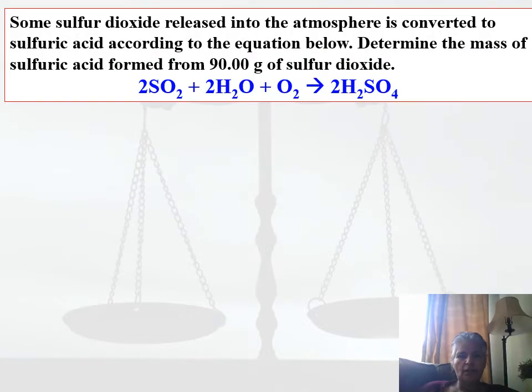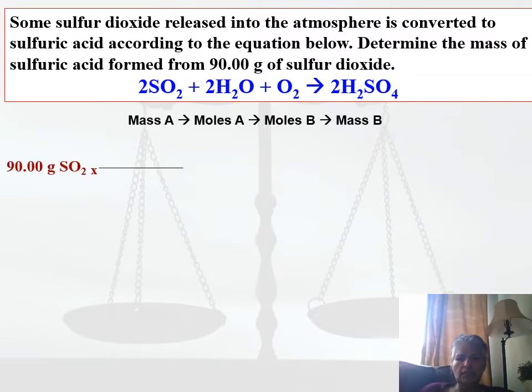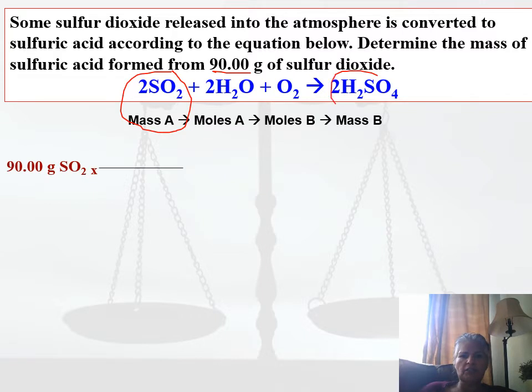All right, so hopefully you did your best and you solved that. What you should have done was this here. Oops, I put too much up. That's okay. Mass of A to moles of A, moles of A to moles of B, moles of B to mass of B, with sulfur dioxide being our mass of A. We know we have 90 grams of that, and we're trying to figure out how much sulfuric acid would be made. So our job is to figure out grams of that. So that is a three-step conversion.